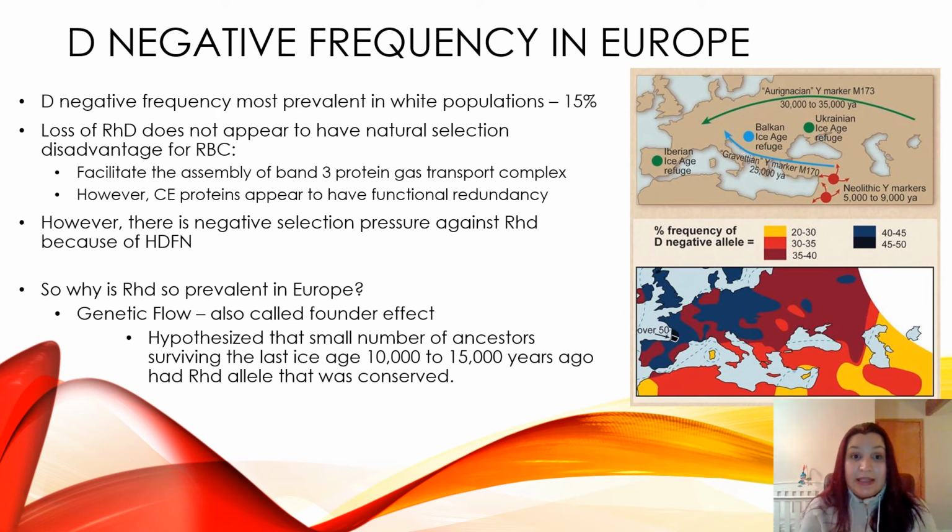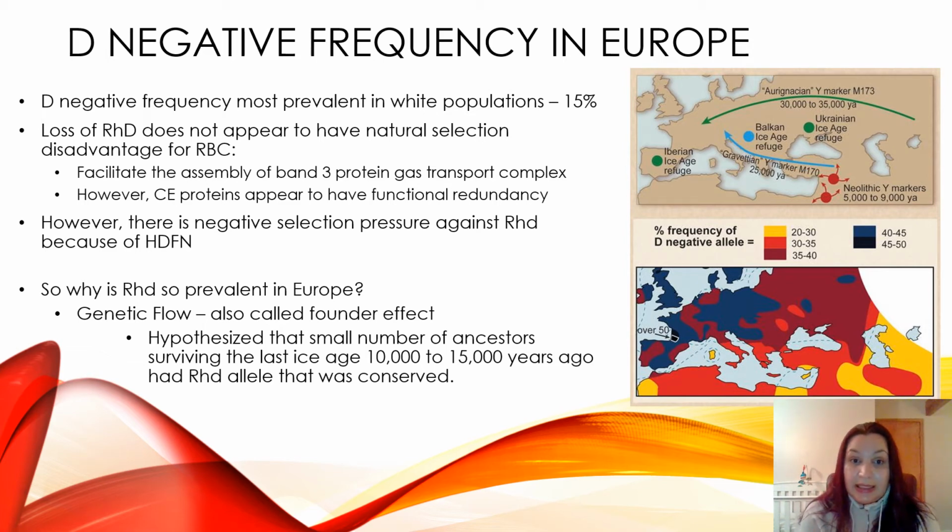The first is the D negative frequency in Europe. It's most prevalent in white populations, as we saw in the chart, at 15%. And the loss of RhD protein doesn't seem to have too many negative effects, in that the CE protein can pick up the slack for the lack of D. It's theorized to facilitate the assembly of band 3 proteins and the band 3 protein gas transport complex.